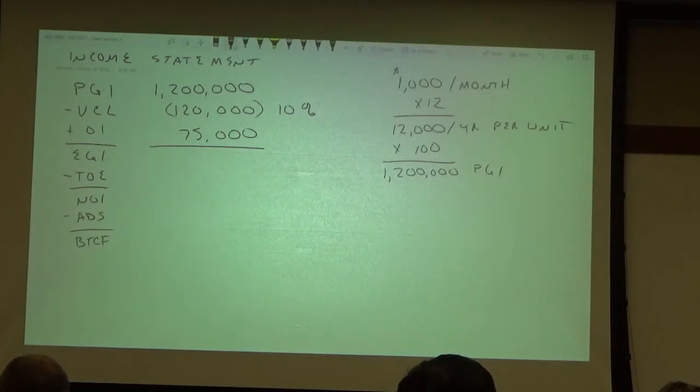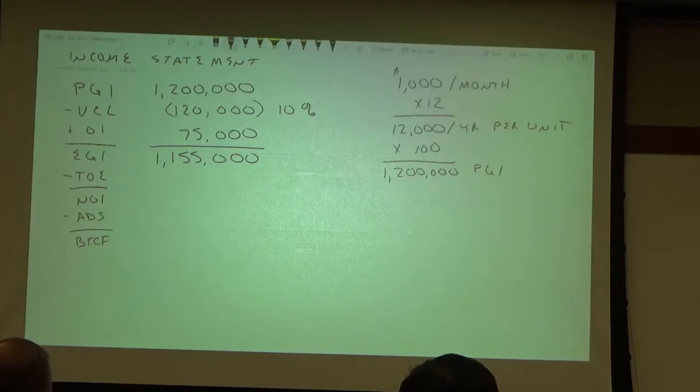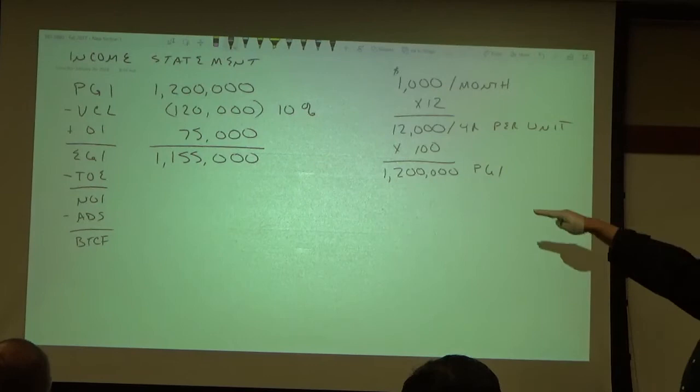Okay? All right. So now we just do the simple math to get our EGI. So 1.2 million minus 120,000 plus 75,000. So $1,155,000 of effective gross income. Now, the way that I like to explain effective gross income is this is the amount of money you really have sitting around in your bank account, in terms of the total amount of income over the course of the year that you've generated, all right?